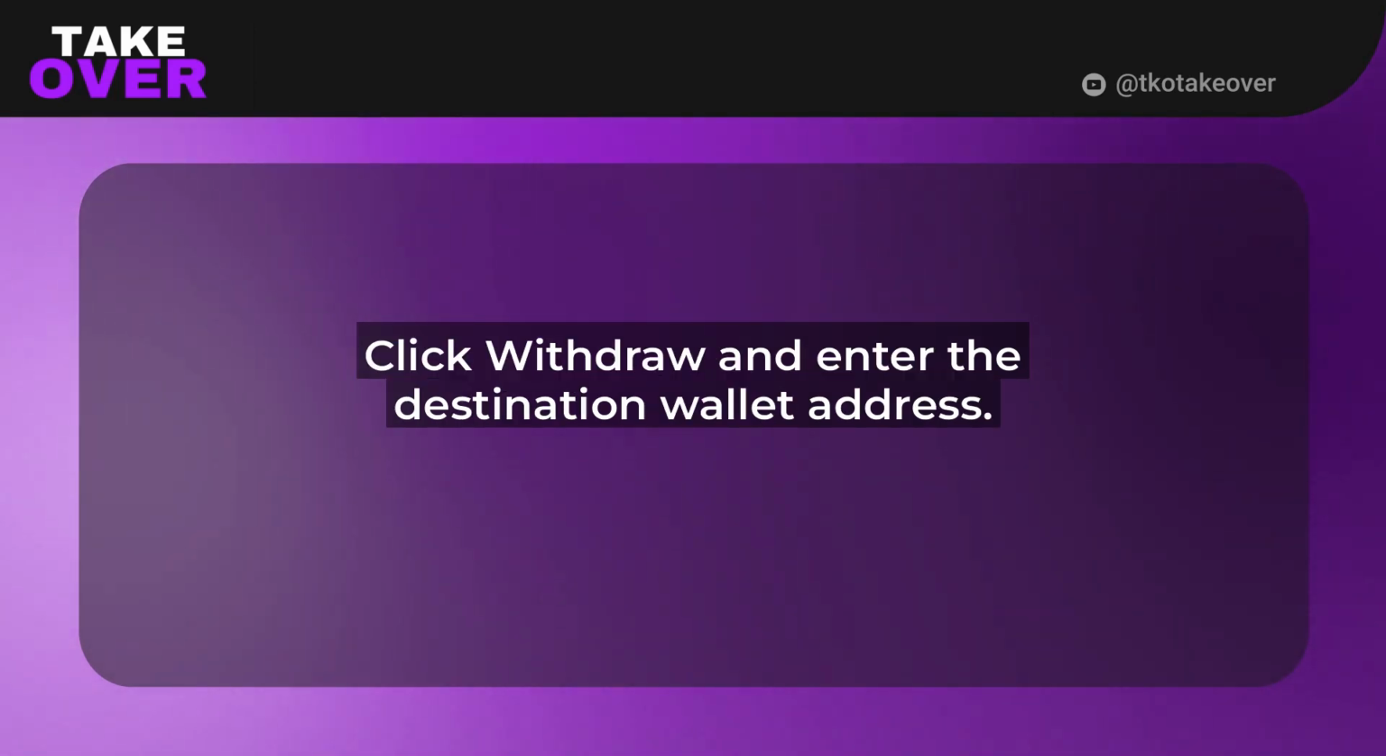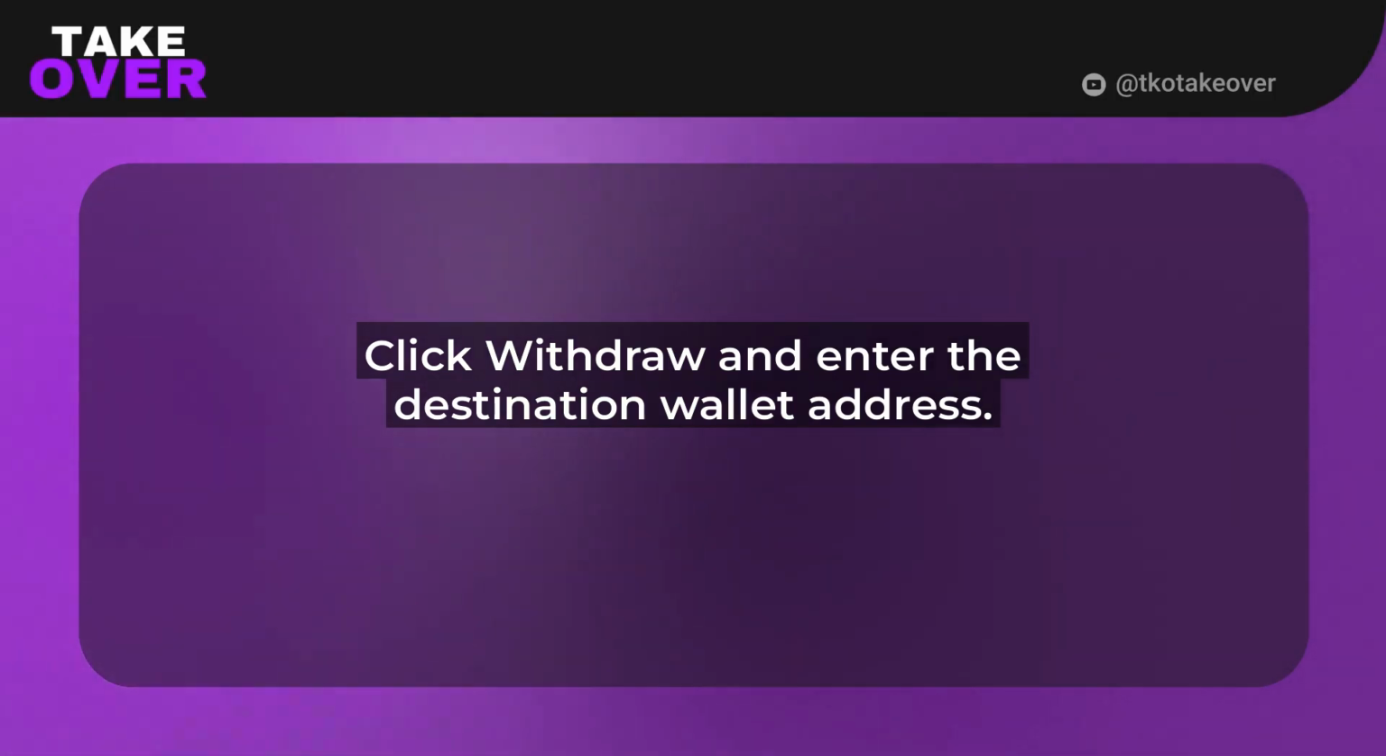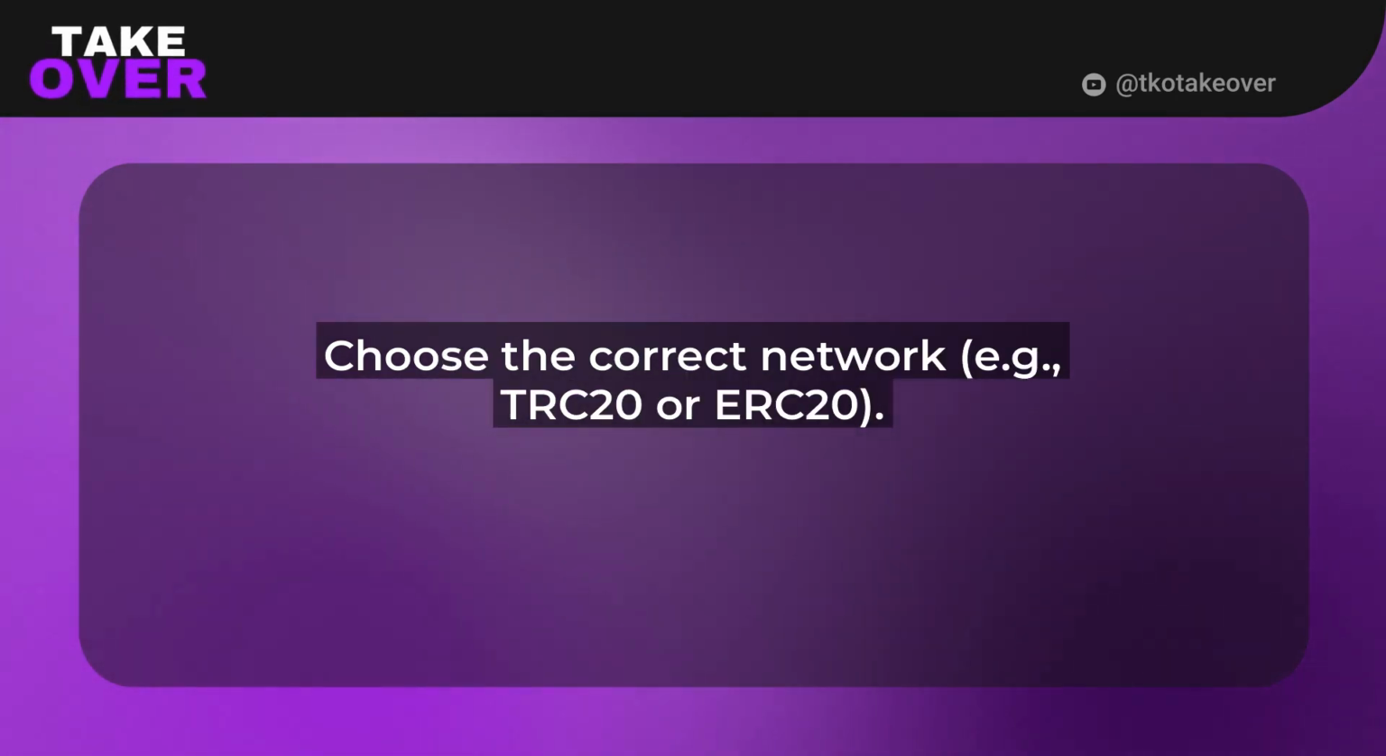Next, select the Withdraw button. You'll be prompted to enter the wallet address where you want to send your USDT. Double-check this address. Crypto transactions are irreversible. Also, pay attention to the network you're using, like TRC20 or ERC20 for USDT, as choosing the wrong one could lead to lost funds. Enter the amount you want to withdraw, but remember to leave enough for any network fees.